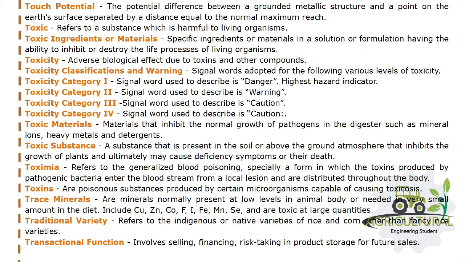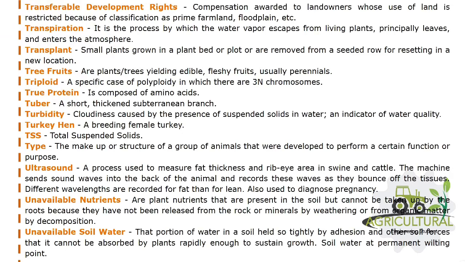Traditional variety refers to the indigenous or native varieties of rice and corn other than fancy rice varieties. Transactional function involves selling, financing, risk-taking in product storage for future sales. Transferable development rights, compensation awarded to landowners whose use of land is restricted because of classification as prime farmland, floodplain, etc.